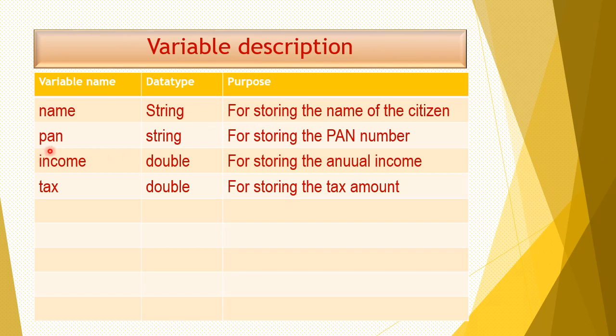Next variable that we have used is PAN, also of string type, for storing the PAN number of the person. And the third variable that we used is income, that is of double data type, for storing the annual income of the citizen. And next variable is tax, also of double type, for storing the tax amount.